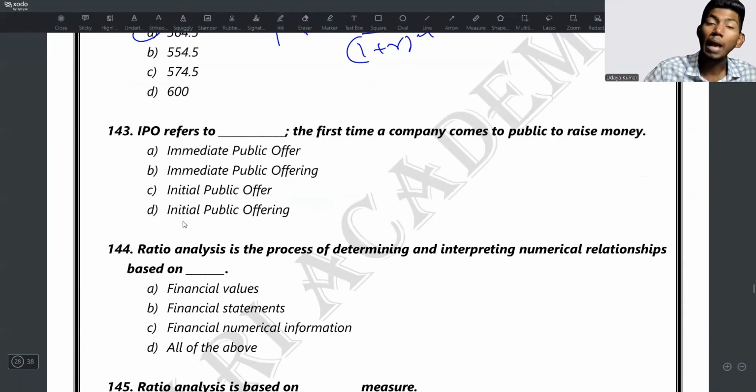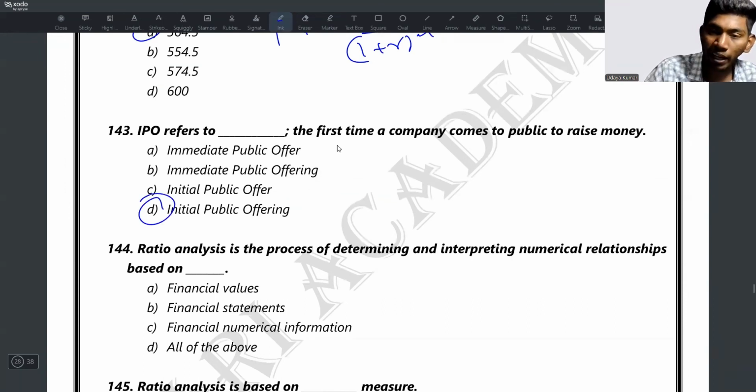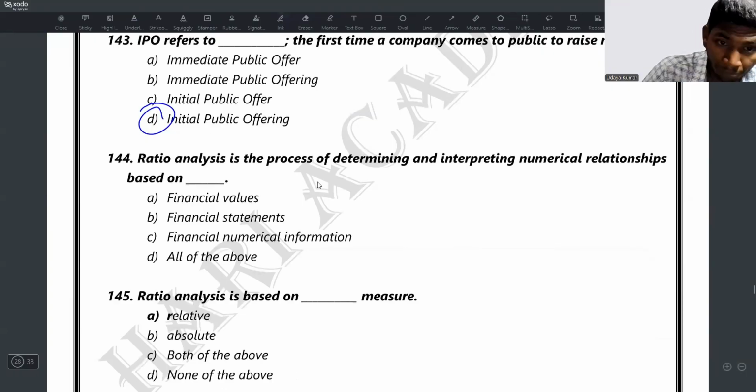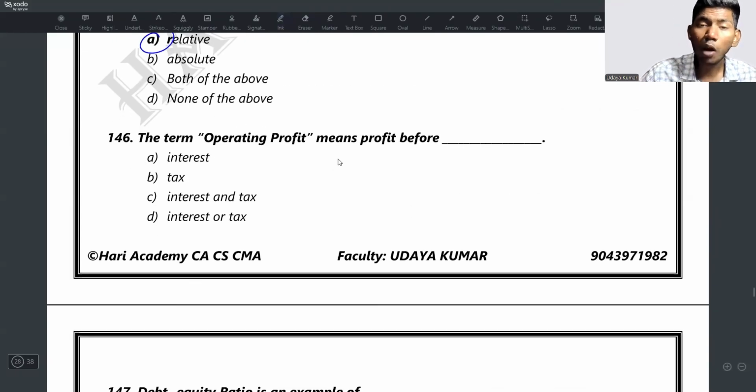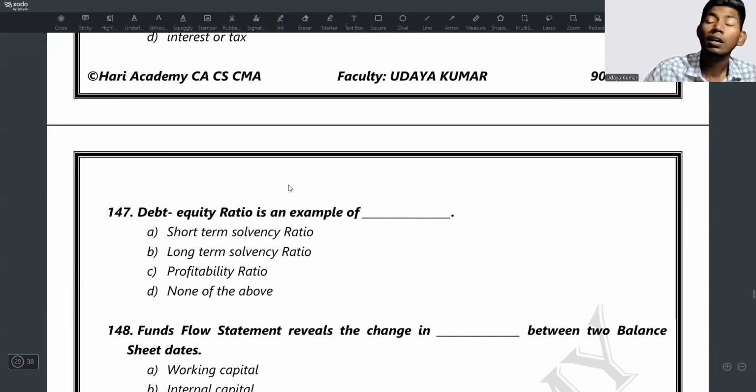Moving to question 143. IPO refers to what? The first time a company comes to the public to raise money: initial public offering. So initial public offering is the right option. Moving to question 144. Ratio analysis is the process of determining and interpreting numerical relationships based on the financial statements. Question 145, ratio analysis is based on a relative measure, not an absolute measure. The term operating profit means operating profit before interest and tax.